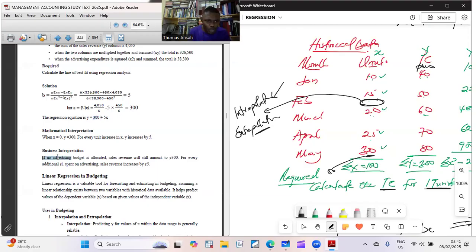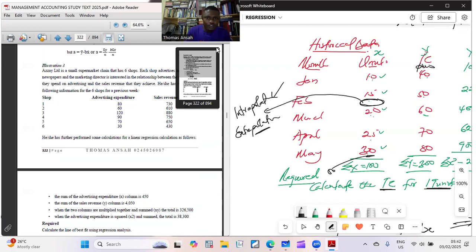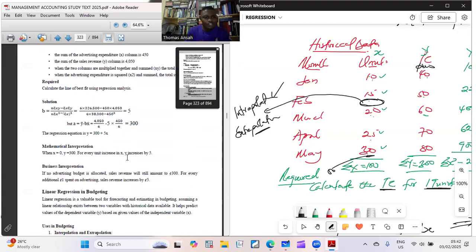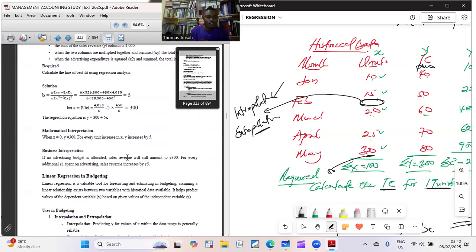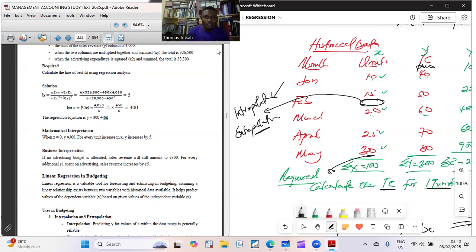Meaning that if there is no advertisement at all in this particular question, you will still get a revenue of 500 Ghana cedis. So for every 1 cedi that you spend on advertisement here, the revenue is going to increase by 5. Because if you put 1 here, it will be 5, and it will be 305. So the amount of advertisement that you do, which was your X, will also determine the revenue that you get.